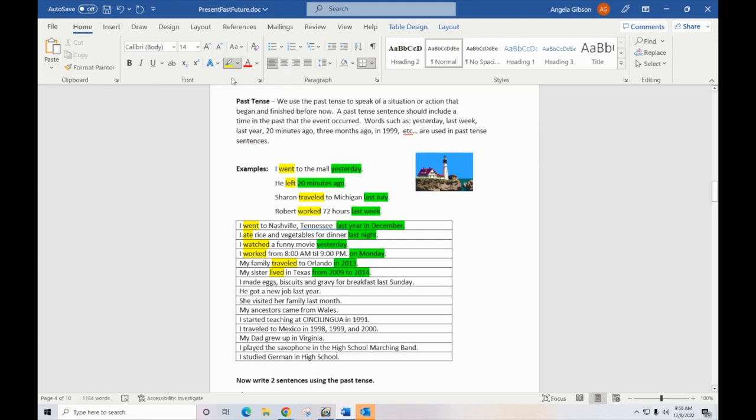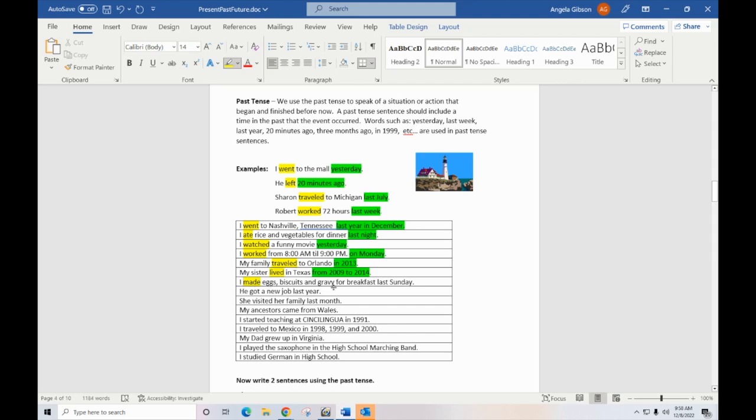I made eggs, biscuits, and gravy for breakfast last Sunday. Our past tense verb is made. This is the past of make. Present tense is make. Past tense, made.